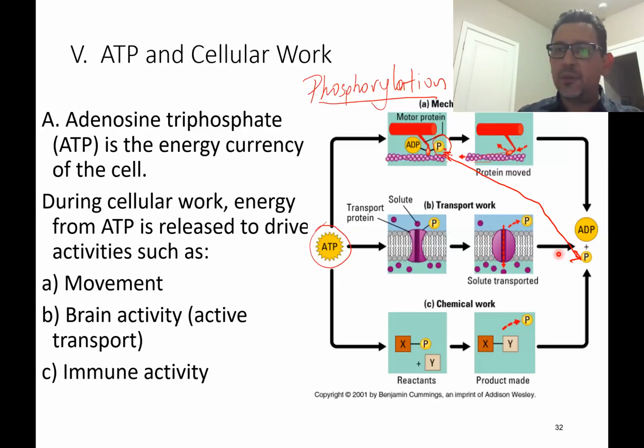And I can go over example after example after example of how anything the cell does is going to require this process of phosphorylation, ATP providing energy, which is transferred when a phosphate is given to that molecule. ATP is going to be energizing.